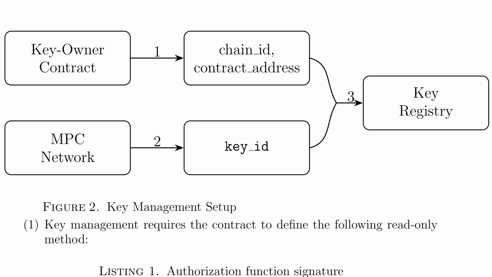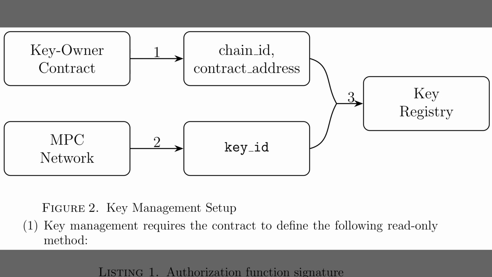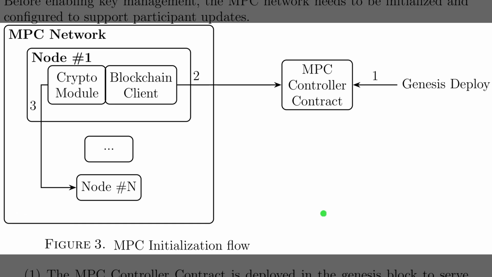So, Figure 2 shifts from the message flow to how keys are registered in the first place. Figure 2 shows that the key owner contract sends its chain identifier and contract address into the key registry, which records who controls each key. The multi-party computation network separately sends a key identifier into the same registry. The merging step in the middle means anyone can later look up a key identifier and discover the correct controlling contract.